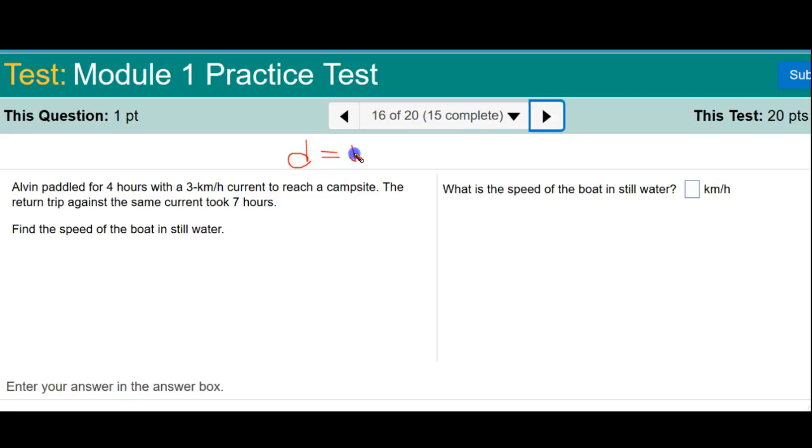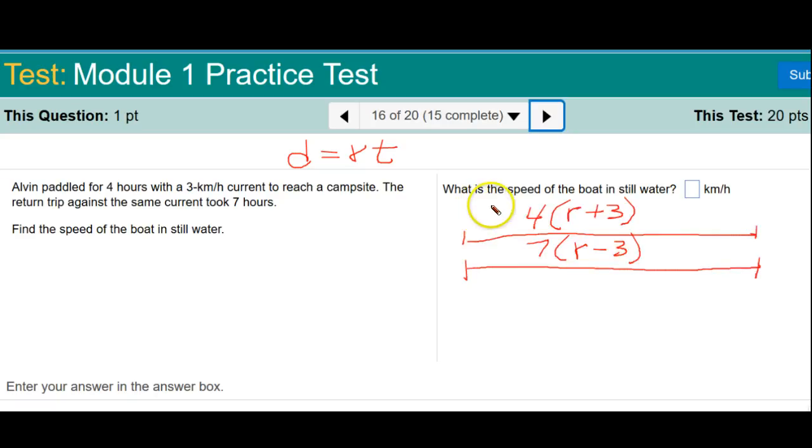Distance equals rate times time. So let's make a little picture. Again, we know the distance is the same. So in a sense, it's distance equals distance, and distance is rate times time. The rate going with the current was r plus 3, and the time is 4 hours. Going against the current was rate minus 3, and it was 7 hours.